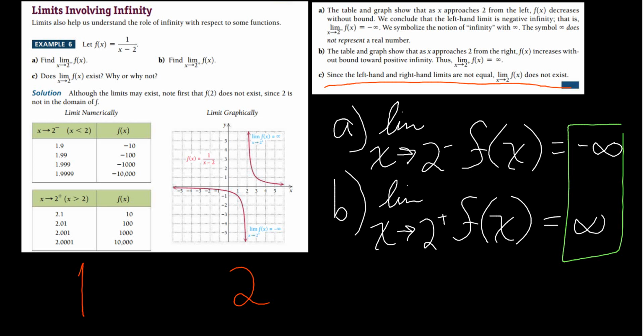Now we can see obviously at any other number here, it appears that the limit exists, but at 2 it appears that it does not exist.